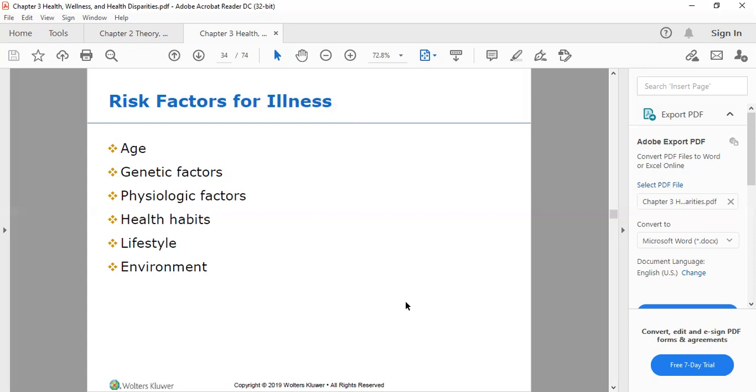And then health habits. How do I engage, and how is that going to affect my health? If I'm not eating healthy, if I'm drinking and drugging, if I'm not getting proper rest, those kind of things. And that also can be incorporated with lifestyle. So smoking, drinking, and then the environment. What kind of factors am I exposed to in the environment? Smog, if I work in a plant where there might be chemical exposure, those kind of things. How are they going to affect me?